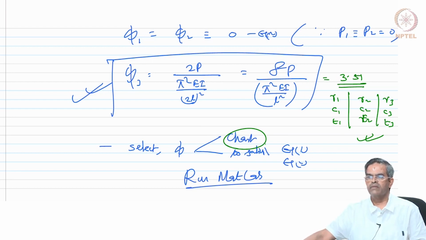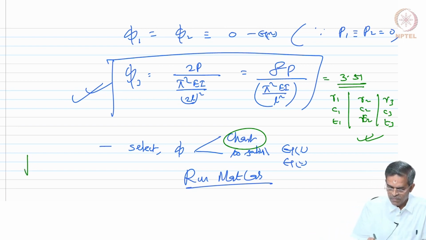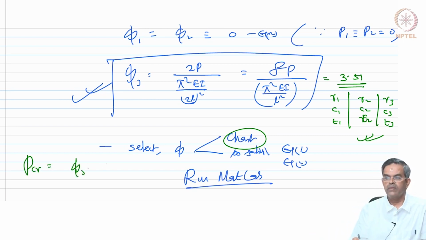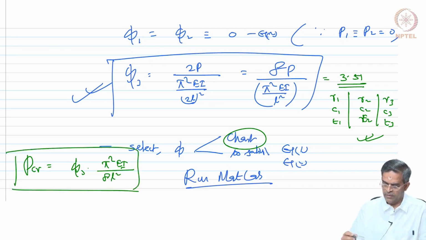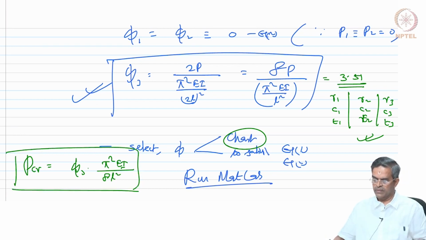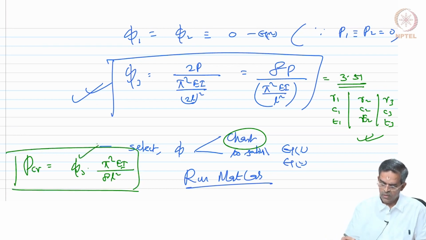okay, so I can write PCR is equal to phi 3 of pi square EI by 8 L square. So, this is known if I know the cross section, if I know the length and if I know the E value, I can find the Euler's critical.